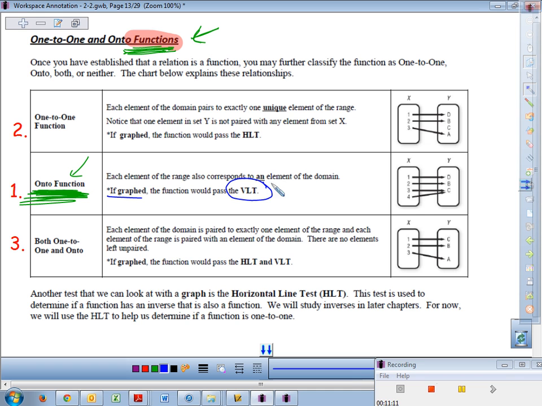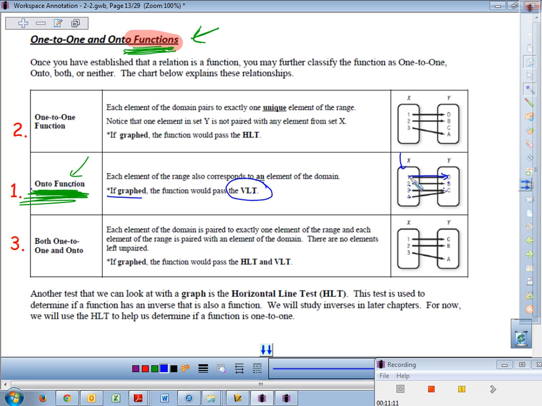If it passes the vertical line test, it is considered to be an onto function. What does that mean? That this 1 maps onto D. This 2 maps onto B. This 3 maps onto C. This 4 maps onto C.